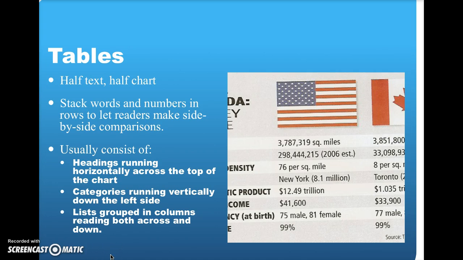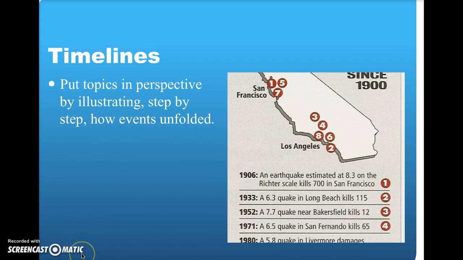A table with important information. Tables contain both pictures and text. A timeline. Here's one on the San Francisco. Here's one on earthquakes in San Francisco and Los Angeles. And by the way, there's lots of good timeline software out there.